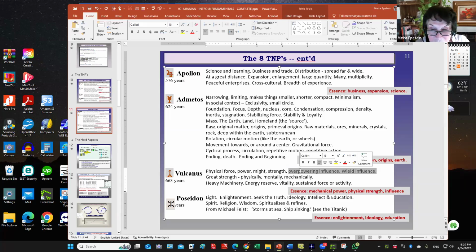The last one is Poseidon. By the way, let me finish. For Admetus, I did not have any correspondence with the traditional. Sometimes it looks like a combination of Pluto and Saturn, maybe. There's no direct connection from Admetus into the traditional, while the others have them. Vulcanus does not have that direct connection either, but you can always get it from a combination.